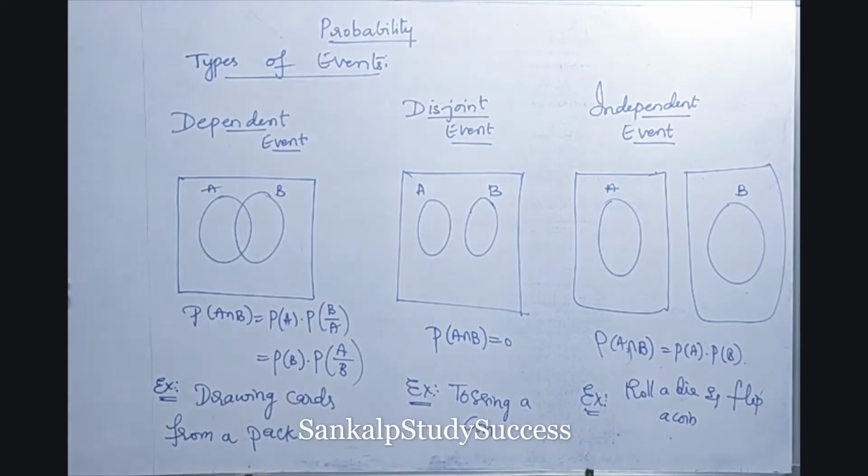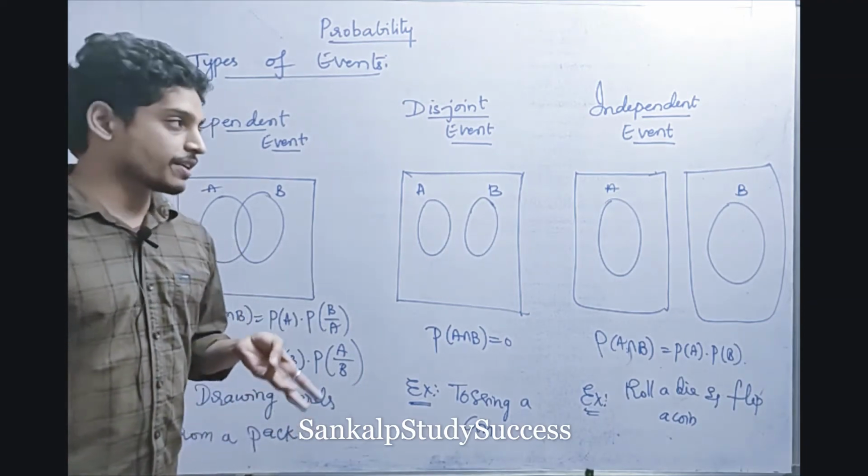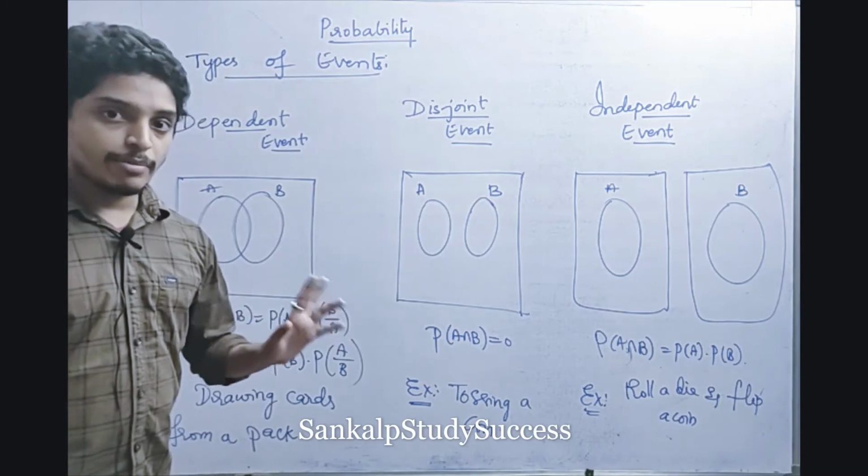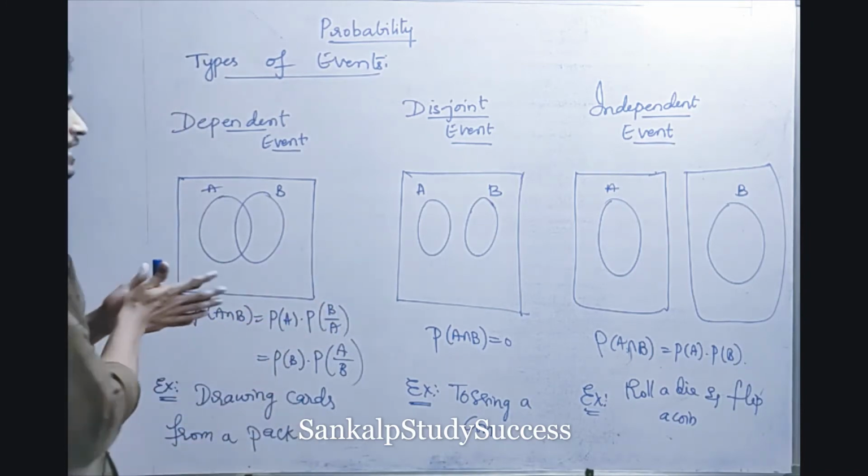Now let us see the different types of events, friends. There are 3 types of events. There is a 4th type of event also. I will be telling you that also. First of all, see these 3 types of events.